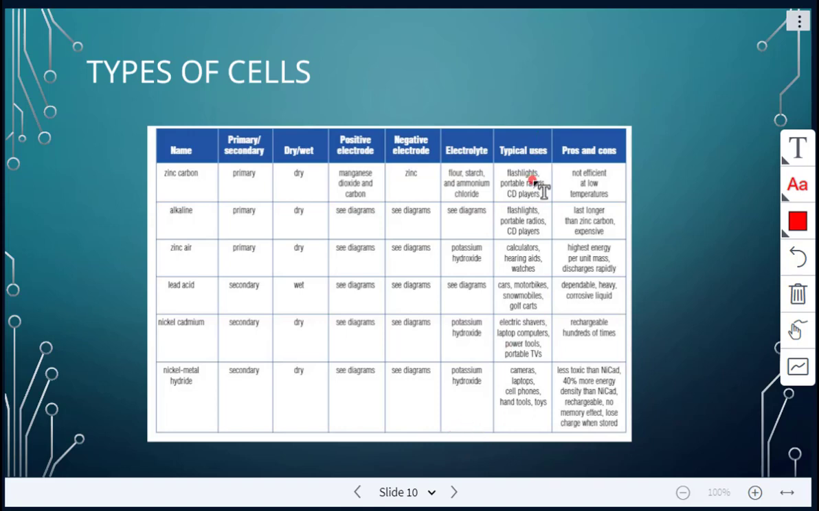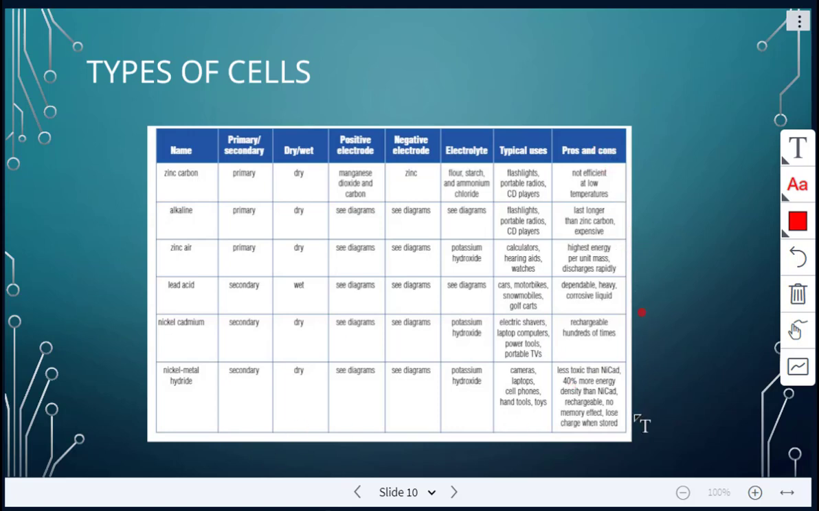So uses are shown here. For example, zinc carbon, you would see them in like flashlights, portable radios. Zinc air you would find in like calculators and watches. Lead acid in cars, motorbikes. Nickel cadmium you would find in like shavers, laptops. Nickel metal hydride you could find in like laptops, cell phones, and so on.